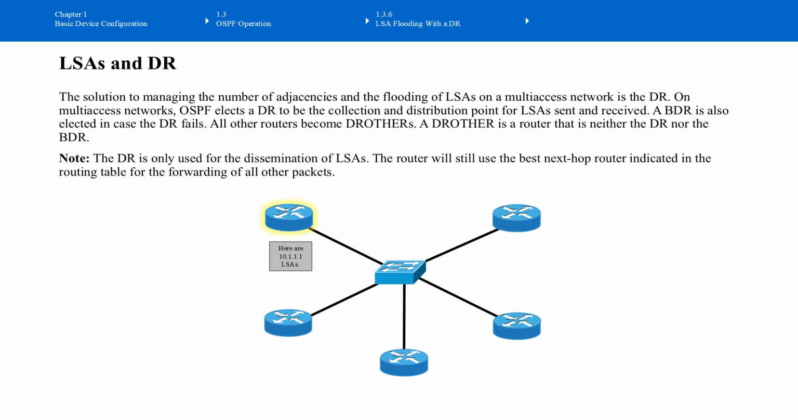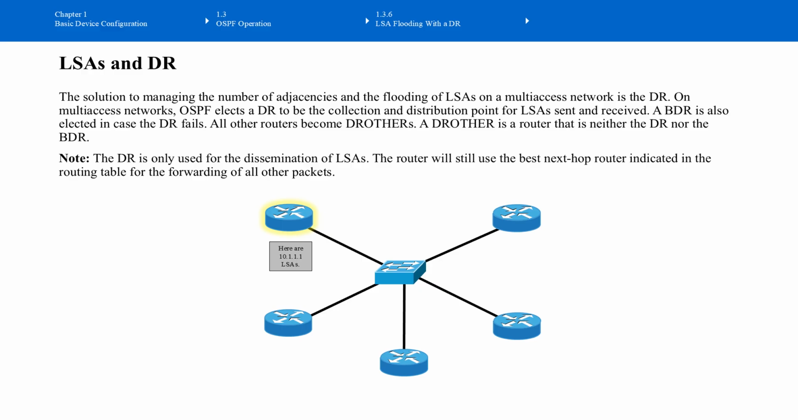What happens if another router has an update? If another non-DR router generates a new LSA, the process is exactly the same. The router sends its LSA to the DR. The DR floods the LSA to all other routers. Every router updates its LSDB. The DR serves as a central distribution point for all LSAs on the Ethernet segment.